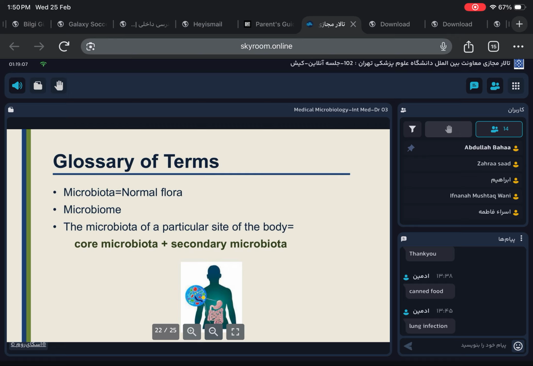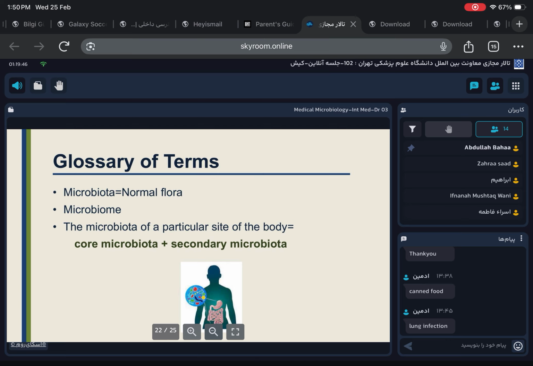In core microbiota, we have smaller diversity in comparison to secondary microbiota. It means that in core microbiota, we have microorganisms which are responsible for some functions which cannot be done by other microorganisms. So that's why we don't see this large diversity in core microbiota.